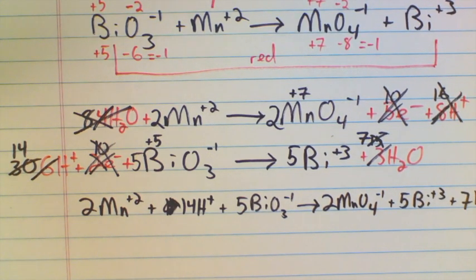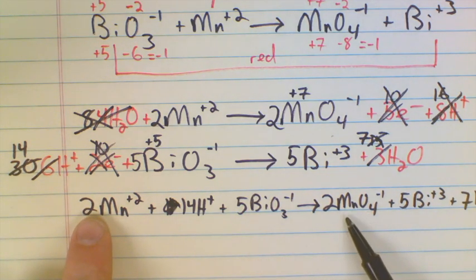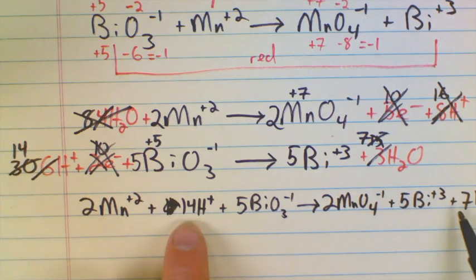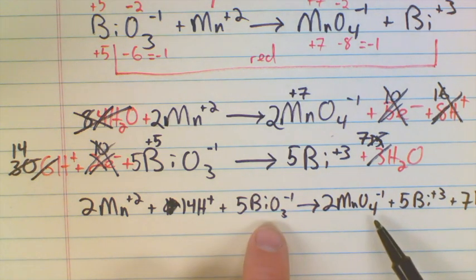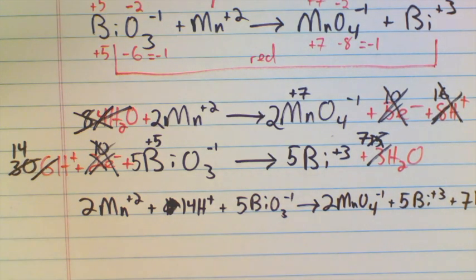And again, kind of your step 10, if you will, just do the double check. 2 manganese, 14 hydrogens, 5 bismuth, and then 15 oxygens, 8, and then 7, so 15. And that is how we balance a redox equation.